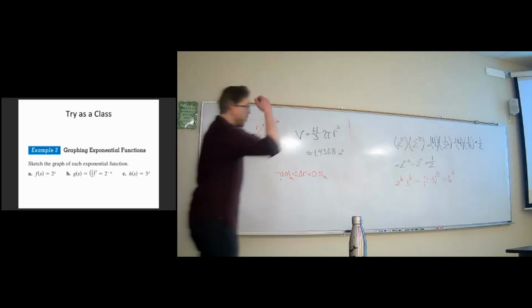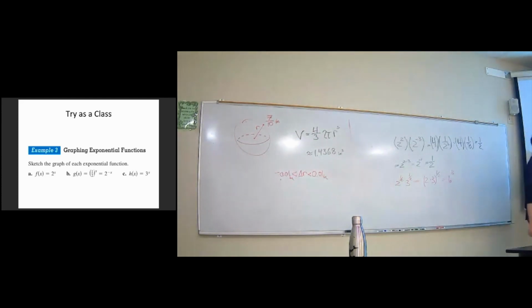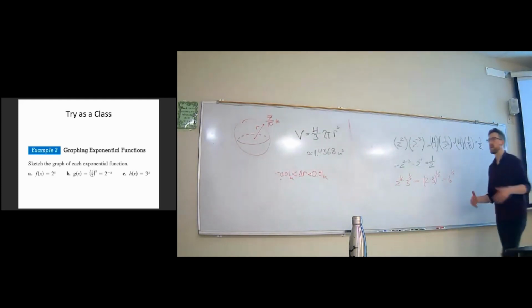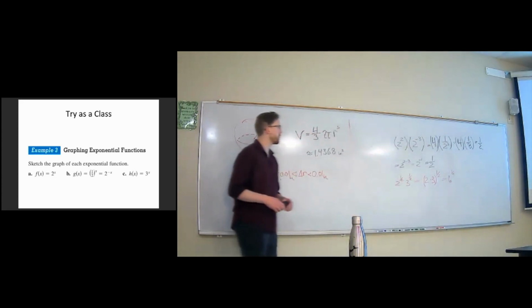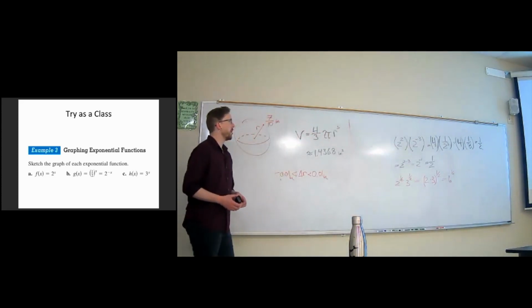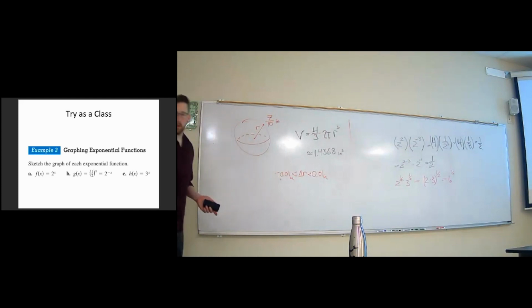So a new question then shows up. What about graphing these things? What do these graphs generally look like? Well, we've already seen 2 to the x. That thing grows, right? And it makes sense that 2 to the negative x, this thing is going to shrink. Agreed?